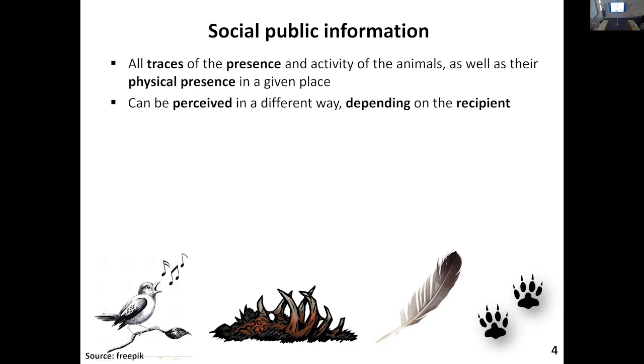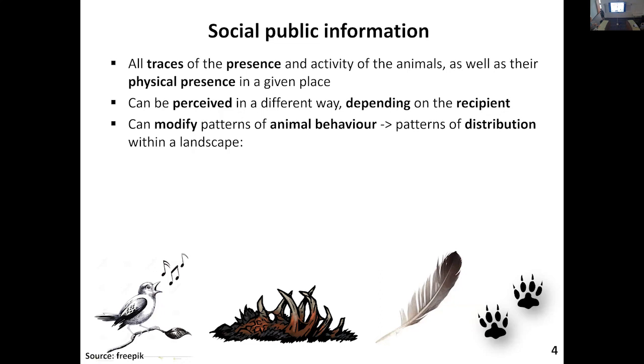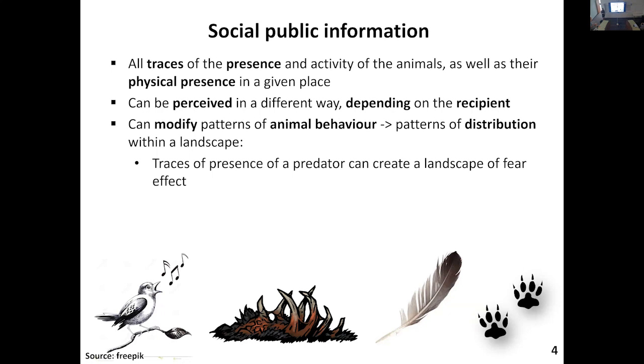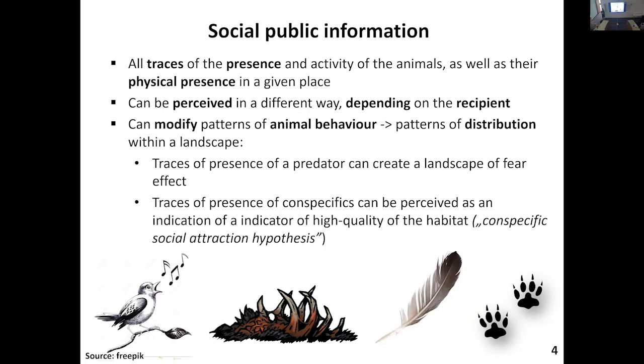And it is important to know that that information can be perceived or received in a number of ways, depending on the recipient, so depending on the species. And in that way, it can alter the behavior of the recipient, or even alter its distribution within a landscape, in that some species are more likely to occur. For example, traces of presence of a predator can create a landscape of fear effect. On the other hand, traces of presence of conspecifics can be perceived as an indication of a high quality habitat patch, and therefore attract individuals from the same species.